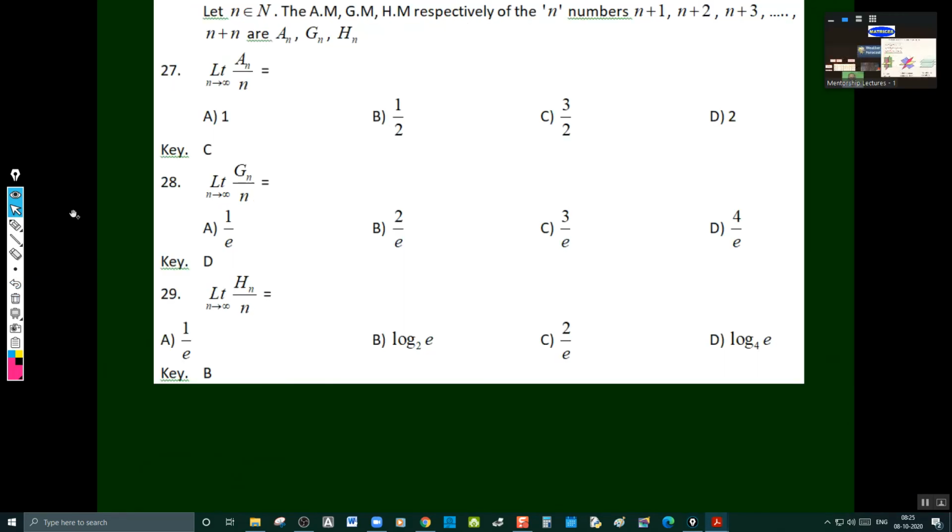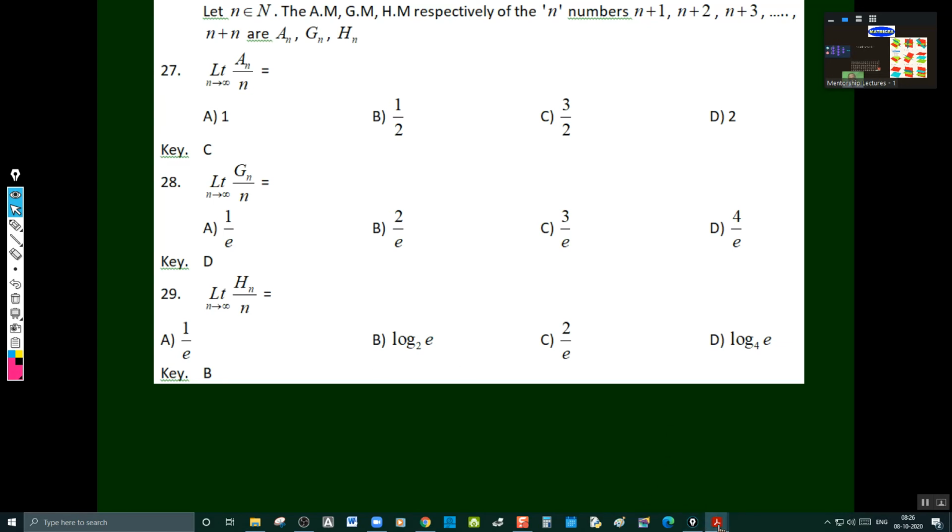Let n belong to capital N, that is a natural number. The AM, GM, and HM respectively of the n numbers n plus 1, n plus 2, n plus 3, and so on, n plus n, are AN, GN, HN. And limit AN by n as n tends to infinity, limit GN by n as n tends to infinity, limit HN by n as n tends to infinity.